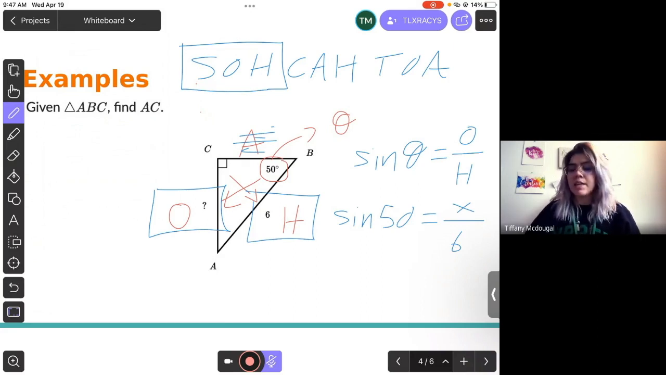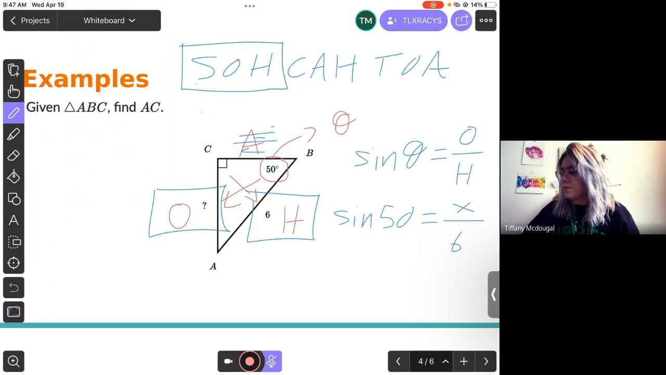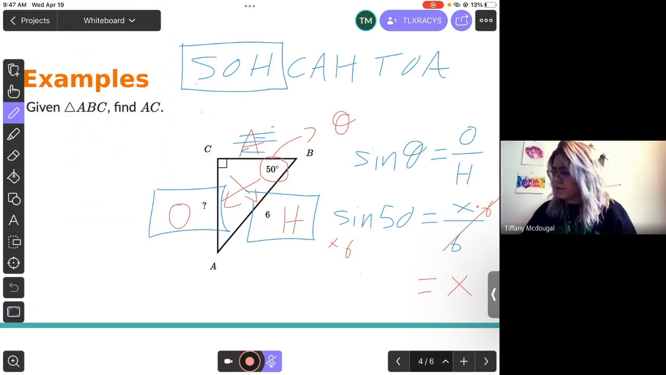So right now I have X being divided by 6. So I'm going to go ahead and do the inverse operation of that. I'm going to multiply by 6 so that those cancel. And then same thing on this side, I'm going to multiply by 6. So X will be equal to 6 times sine 50. And I end up with 4.6.